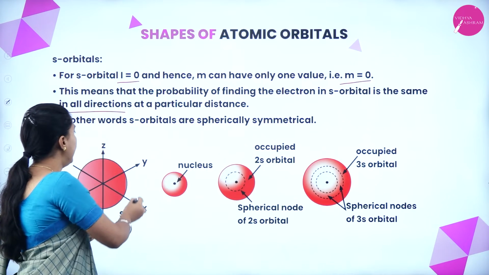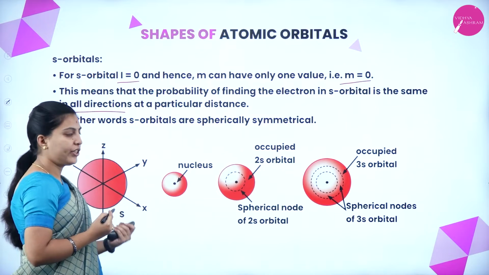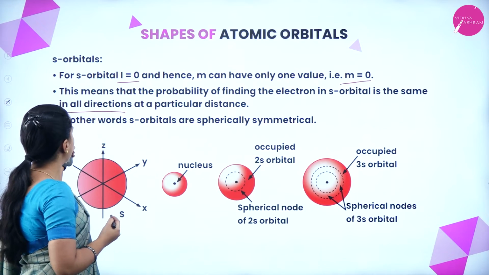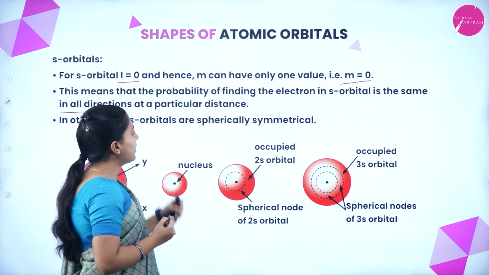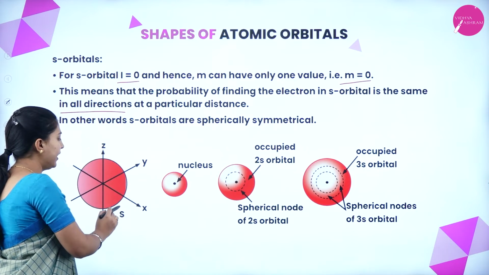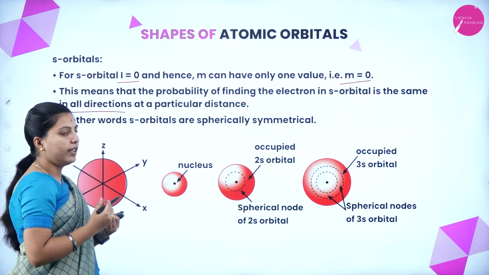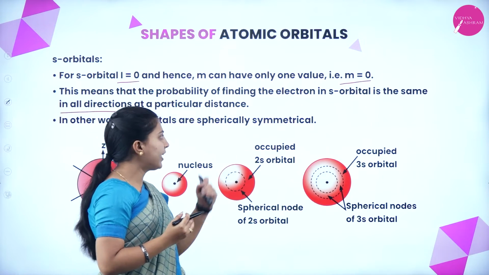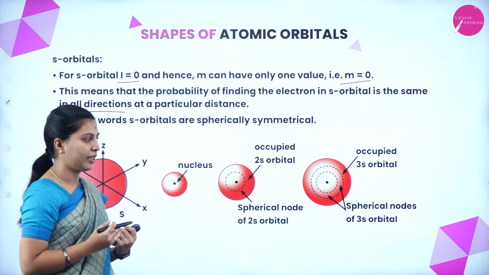This is the overall S orbital, its shape we have to find out. In other words, S orbitals are spherically symmetrical. It looks like a complete circle in all directions. The distance will be the same. That's why we are saying it is symmetrical in nature.